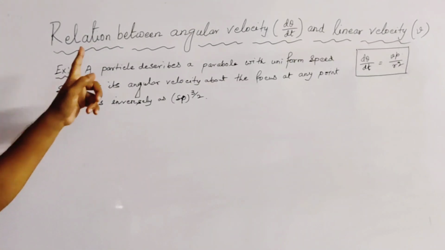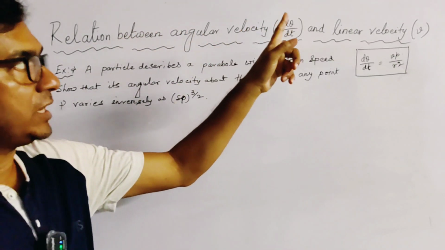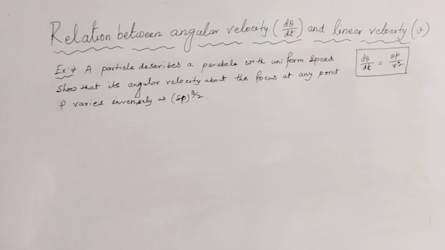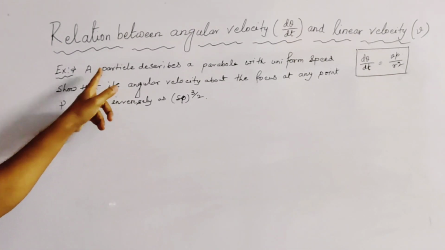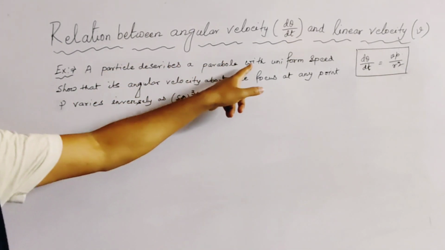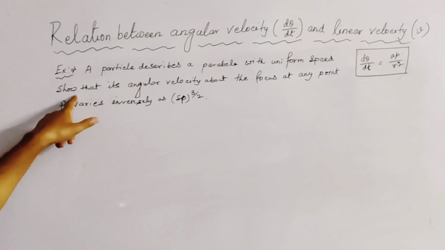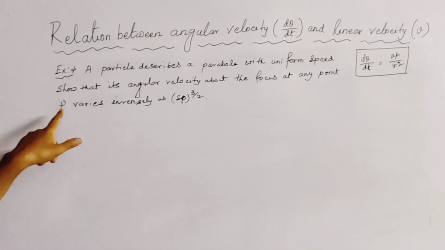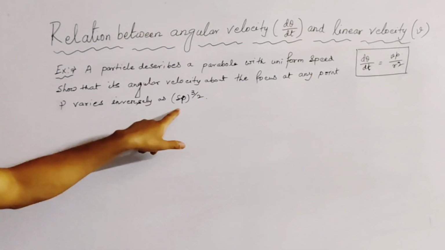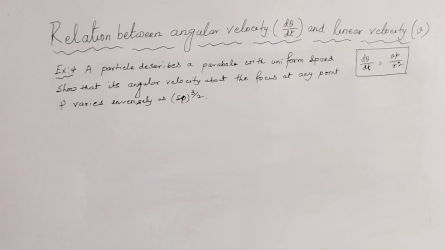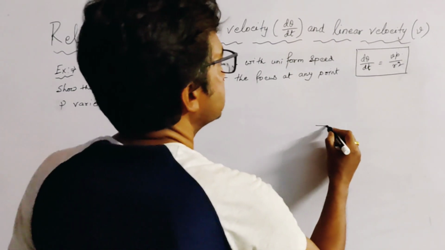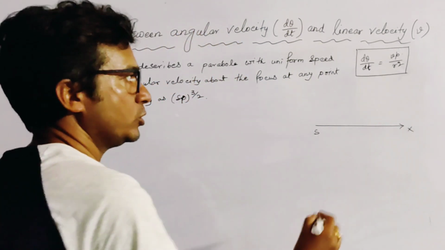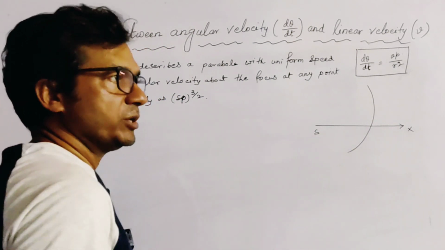Now, using the relation between angular velocity and linear velocity, we solve an important problem of particle dynamics. The problem is: a particle describes a parabola with uniform speed so that its angular velocity about the focus at any point P varies inversely as SP to the power 3/2. Now this is the initial line and this is the focus S, and this is the parabolic orbit.